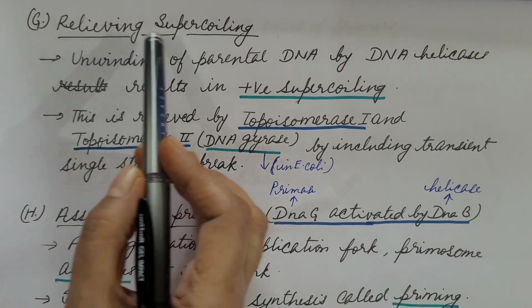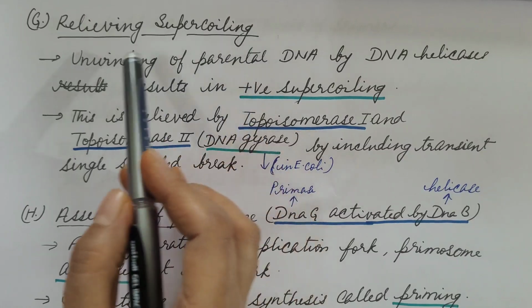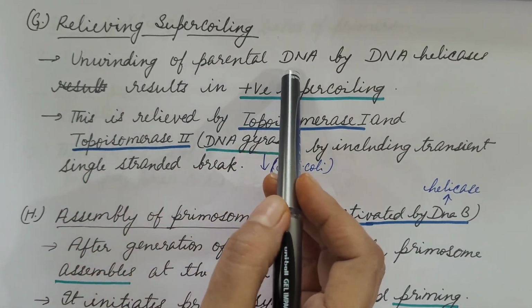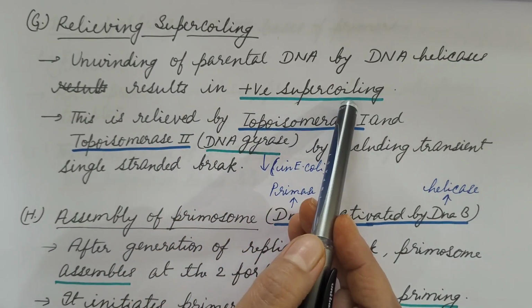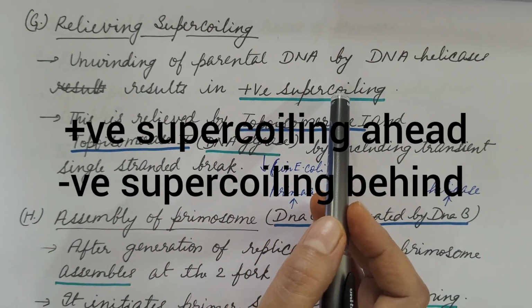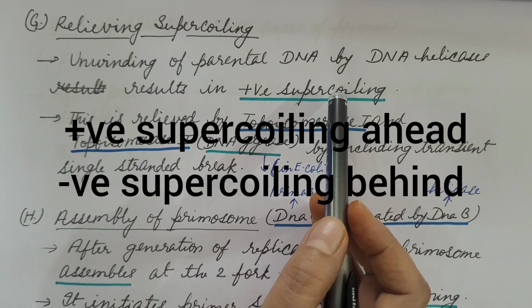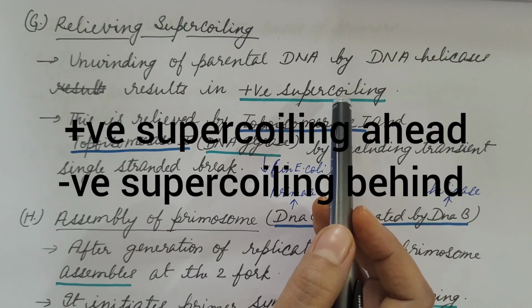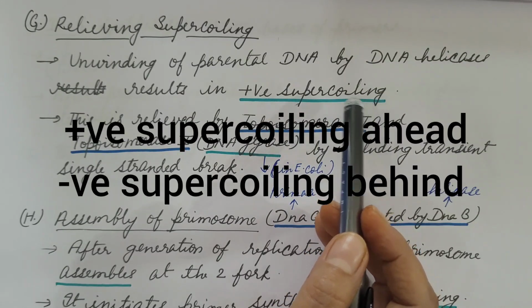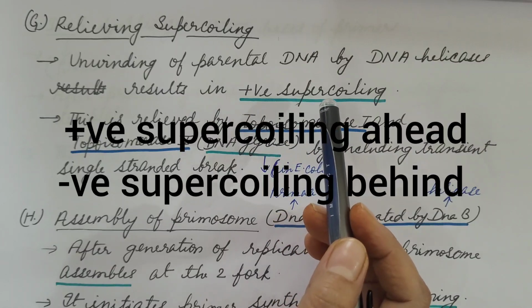Then relieving of supercoiling takes place. Unwinding of the parental DNA by DNA helicases results in positive supercoiling. So, as the DNA helicase further separates the strands of the DNA, supercoiling results ahead of and behind the replication bubble.